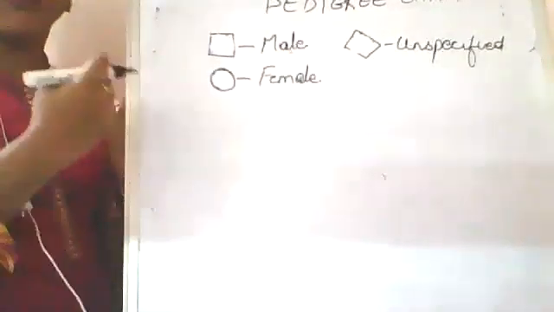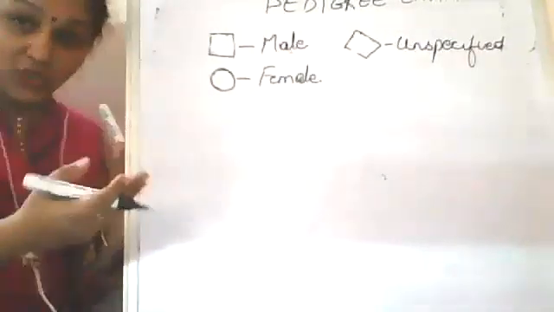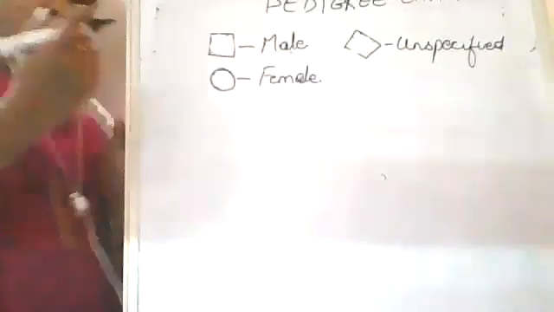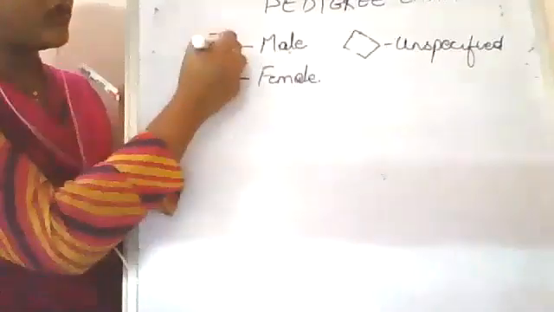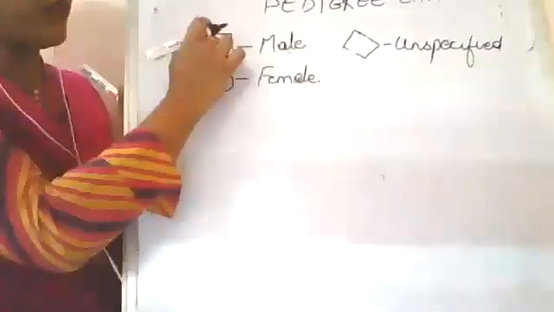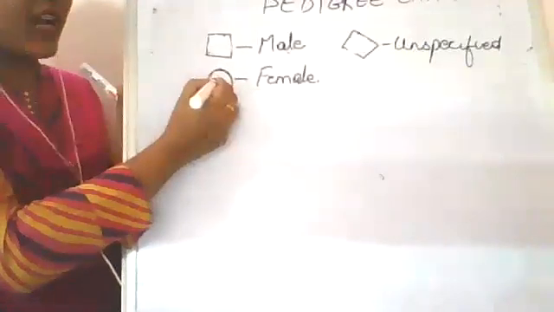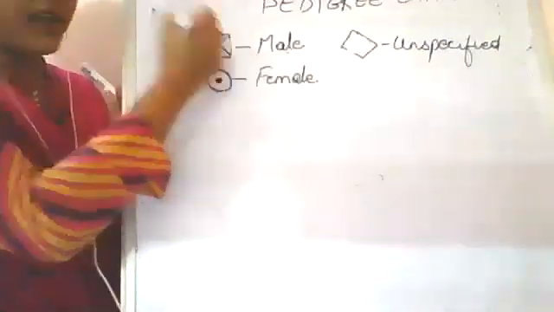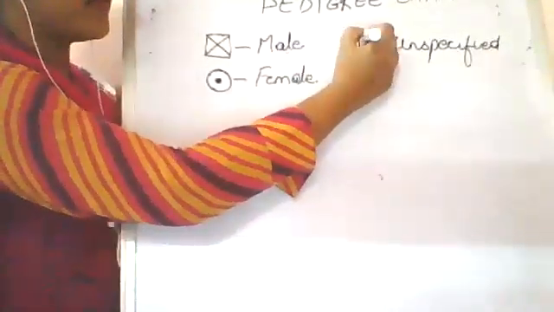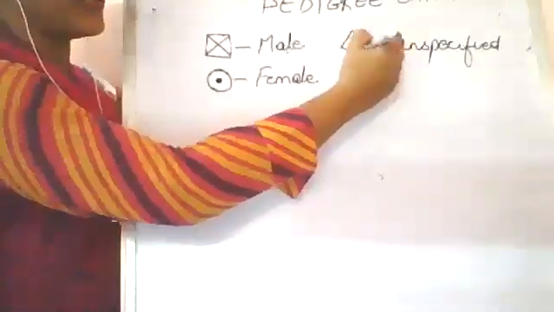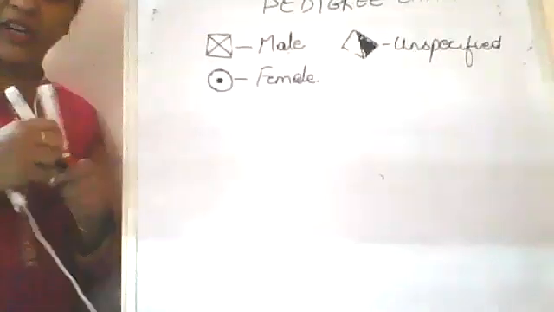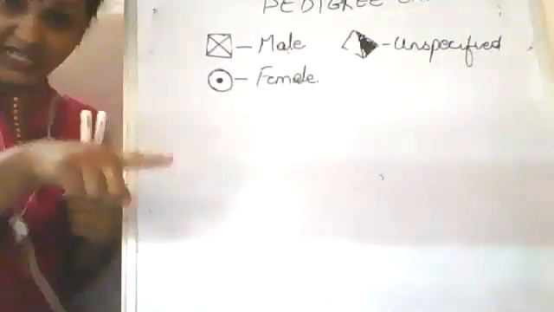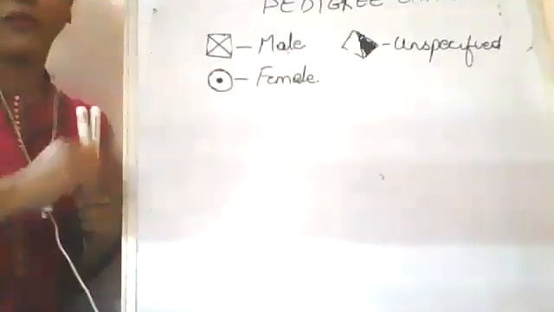If we want to show that these were the carriers, although they were not suffering, but because the children suffered, maybe they were the carriers. So how will we mention carriers? We'll put a dot here. There are various methods, so I'll show you 3 different methods. First, we can put a dot in the center, or we can put a cross here, or we can color it half dark and half white. So these are the 3 methods which we can use for showing the carrier of a disease. That person himself was not suffering from the disease, but was a carrier.